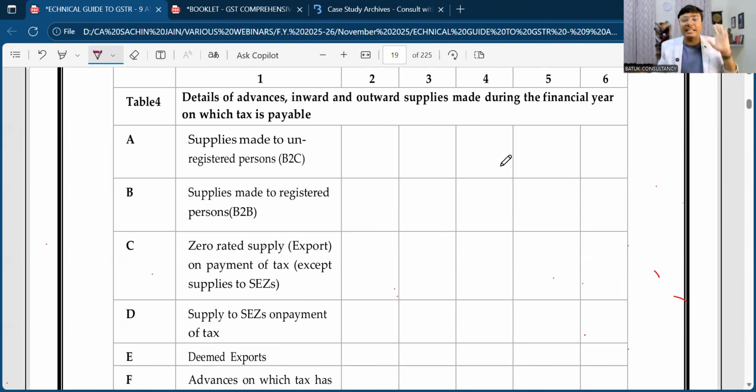Whatever your sales are, you have to provide the bifurcation into B2B and B2CS. Okay.